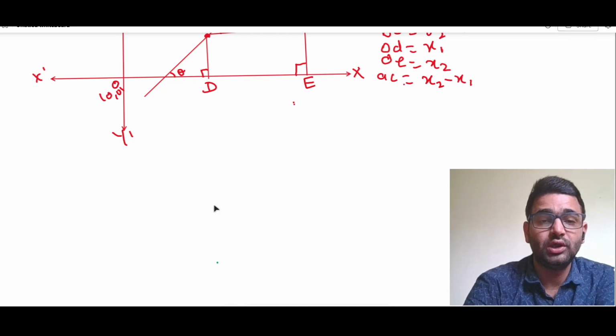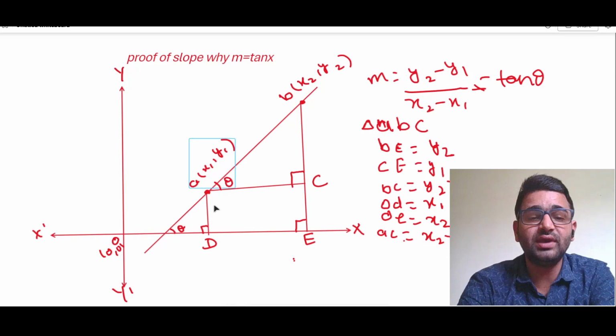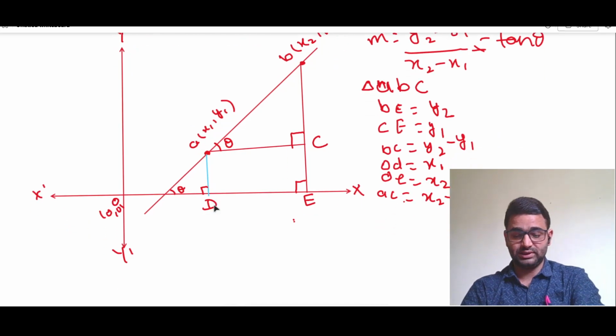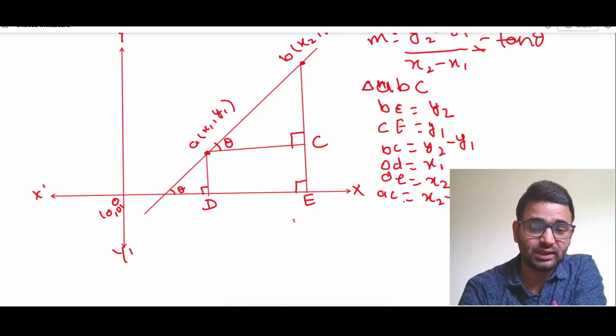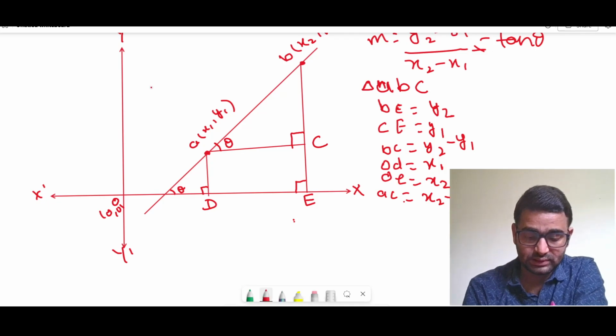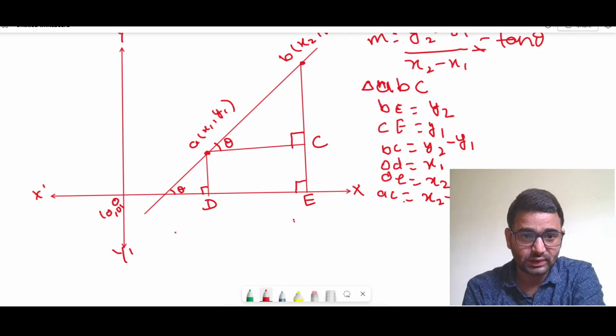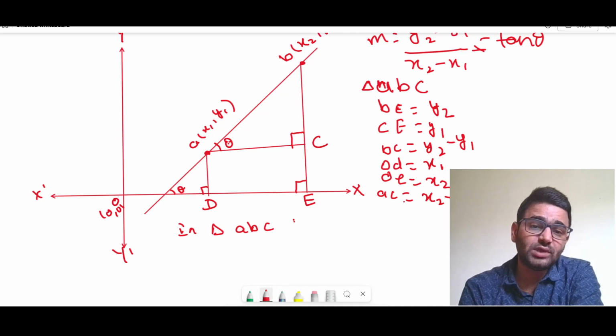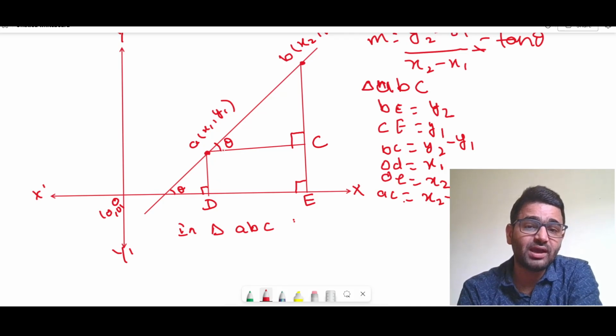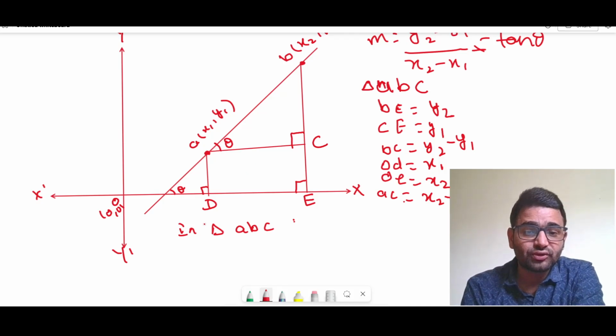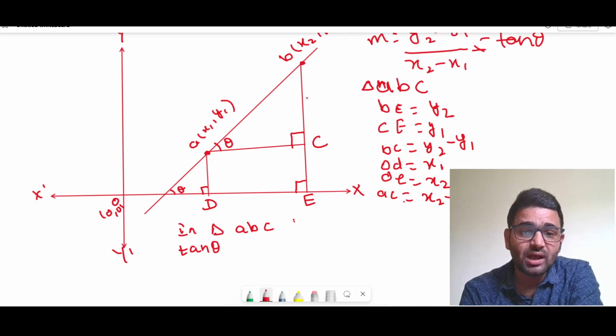So now if we consider triangle ABC, in triangle ABC, what will happen? If we consider triangle ABC, then what we have to find? Tan theta. So we have to find the angle theta. So consider tan theta here. What will be the tan theta? Perpendicular by base.